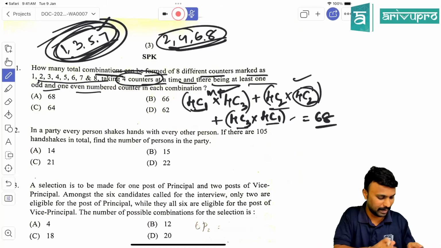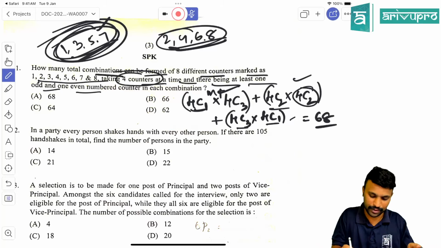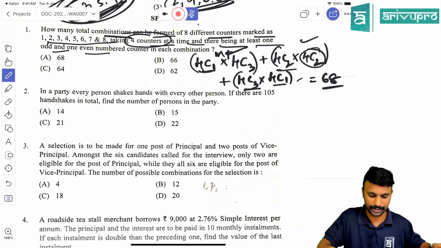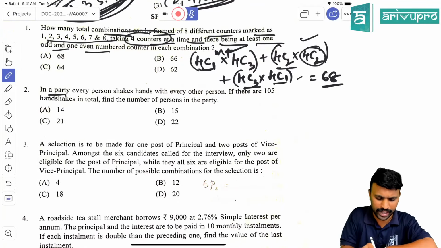Guys, 4C1 is 4 and 4C3 is also 4, which is 4 into 4, plus. Next, 4C2 is 6, and again 4C2 is 6, plus. Next, 4C3 is 4 and 4C1 is also 4. You get the answer 68. Moving on to the next question.